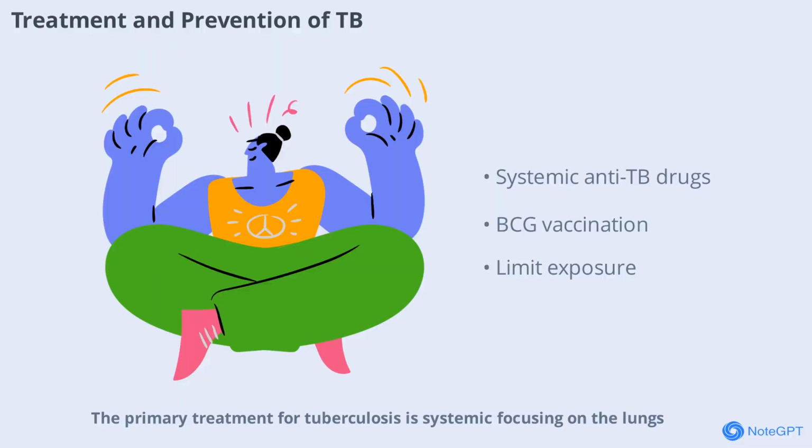Primary treatment for tuberculosis is systemic, focusing on the lungs. Standard anti-TB medications include rifampicin, isoniazid, ethambutol, streptomycin, and pyrazinamide. Local treatment for oral lesions is generally unnecessary. Prevention strategies include BCG vaccination, limiting exposure to infectious sources, and improving overall health. Early diagnosis and adherence to treatment are vital to prevent complications and transmission.